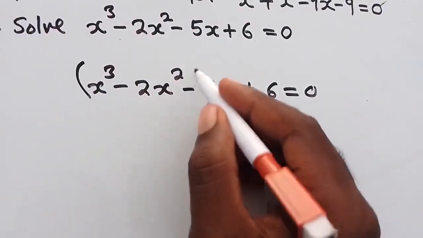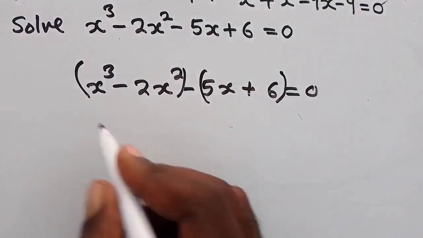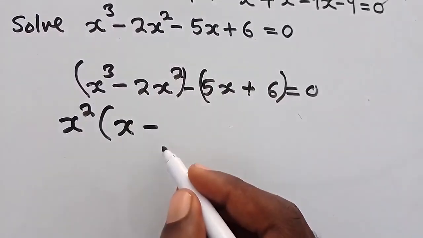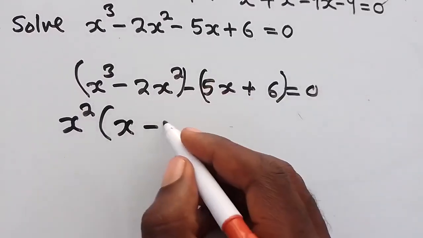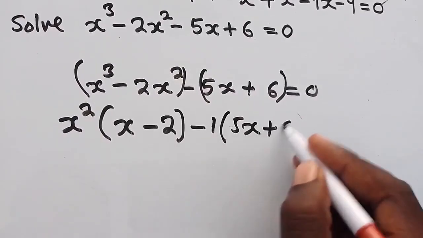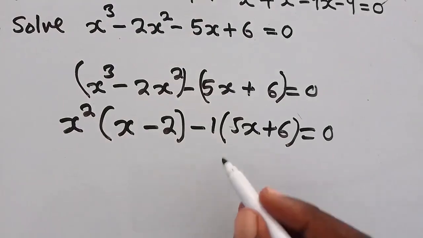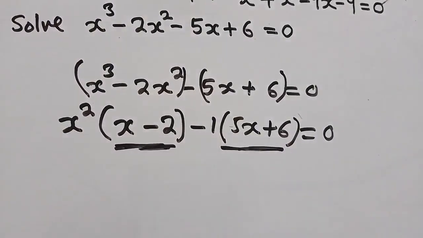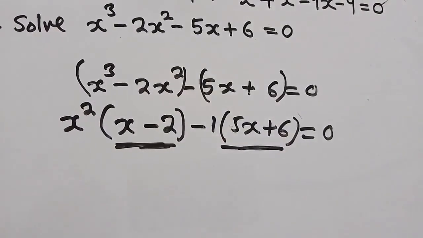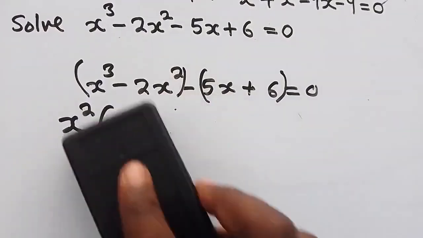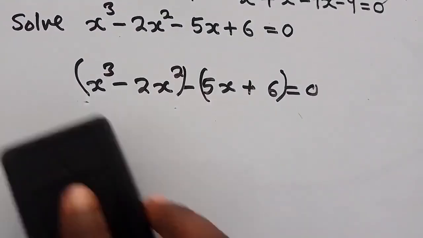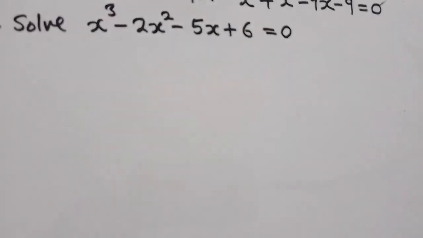So you try factorization like this. What is common here is x squared, so here you have x minus 2, like this. Minus there, what's common is 1, so 5x plus 6, which is equal to 0. When you check, these two are not the same, which means factorization cannot work here. Since it cannot work, we are going to try another method, the factor method.